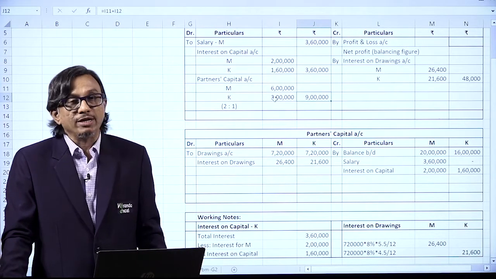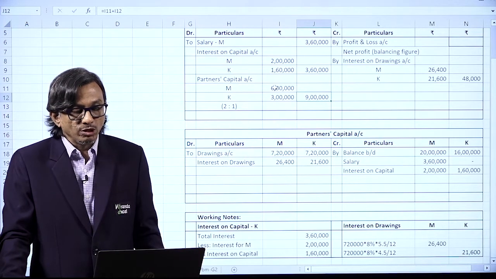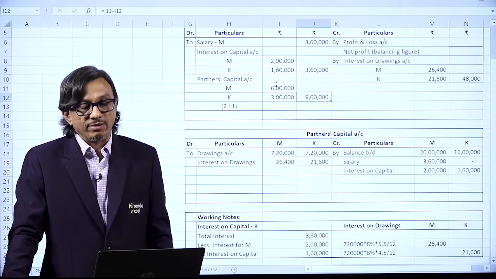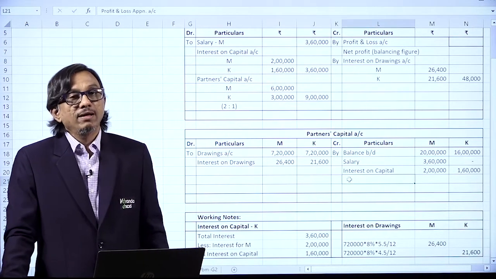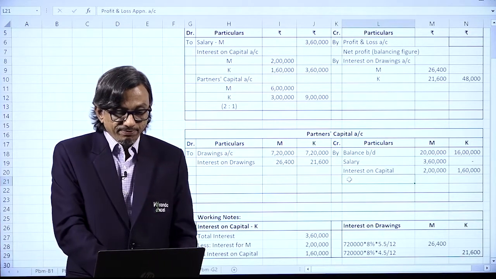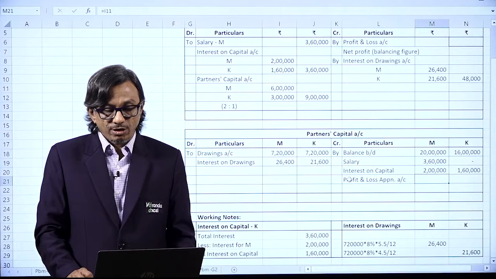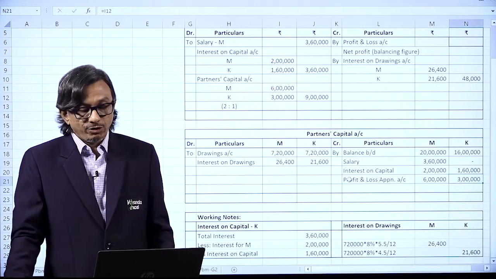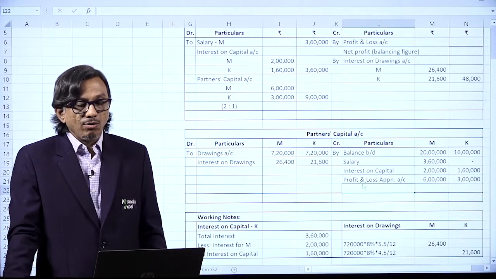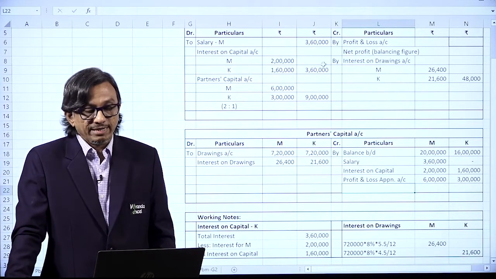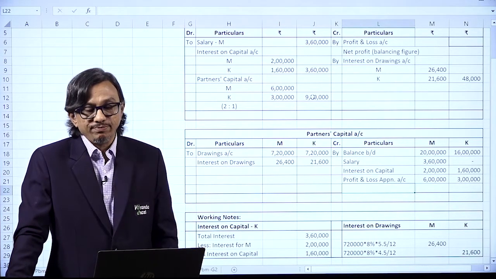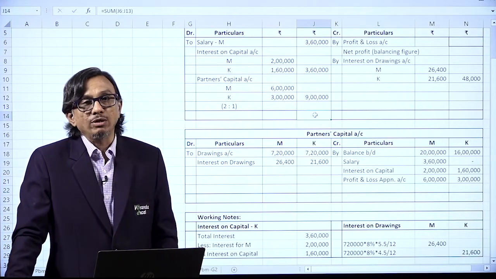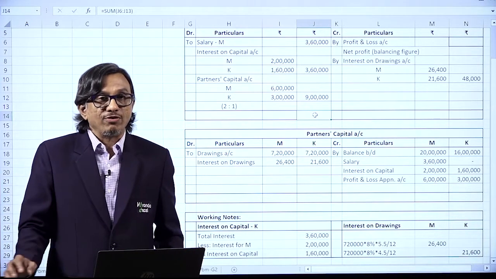In that, 1/3 goes to K, 3 lakh. Therefore 2/3 will go to M, 6 lakh. This is the profit share distributed to the partners. So we have to put it in the partners' capital account as by P&L Appropriation account. How much? 6 lakh for M and 3 lakh for K. So that is also filled up. Now salary, interest on capital, profit share, interest on drawings, everything is there. So therefore, if you find the total, you can easily determine the profit for the year.